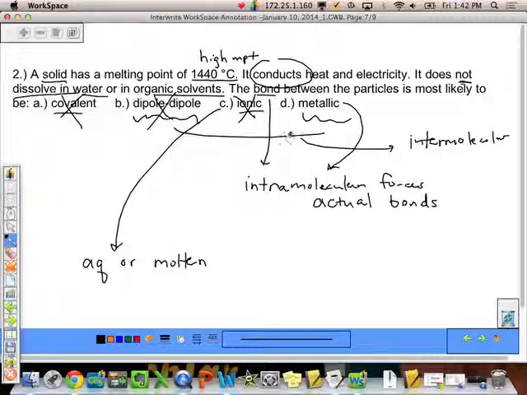That leaves us with metallic. So let's see if metallic fits all of these things. We do know that metals have high melting points, generally. We do know that they're not going to dissolve in water or organic solvents. They may react with them, like sodium, the metal, that'll react with it. And metals do conduct heat and electricity. So metallic is the correct answer, D for that one.